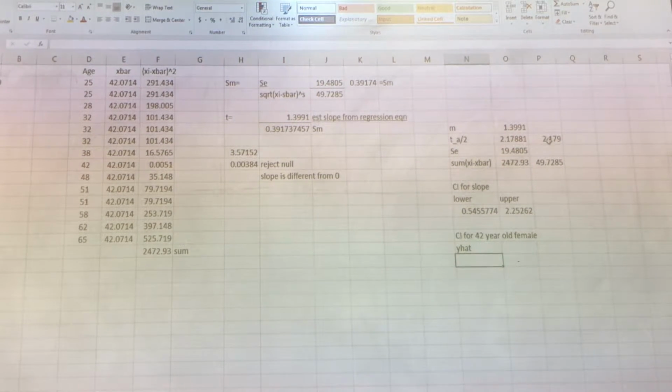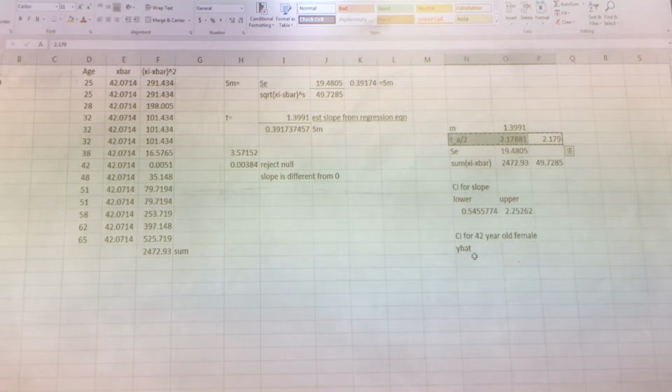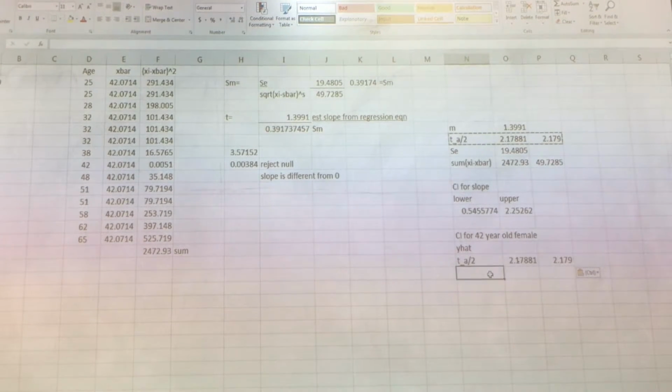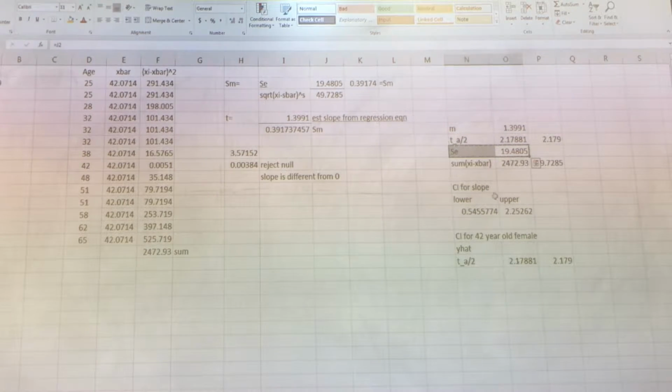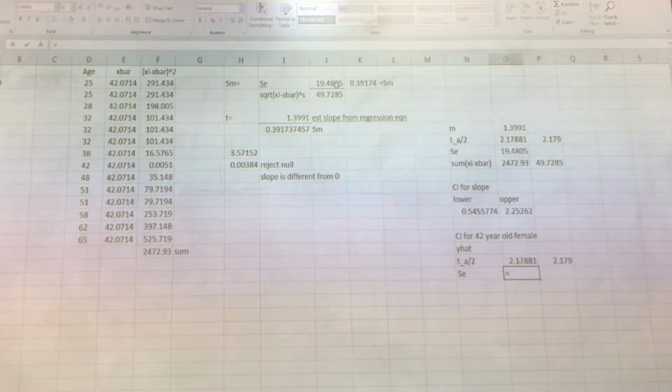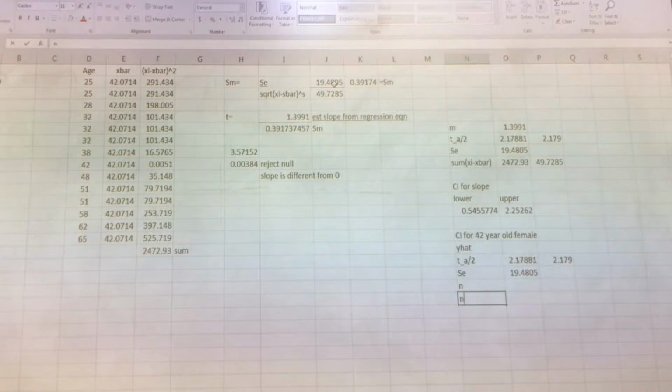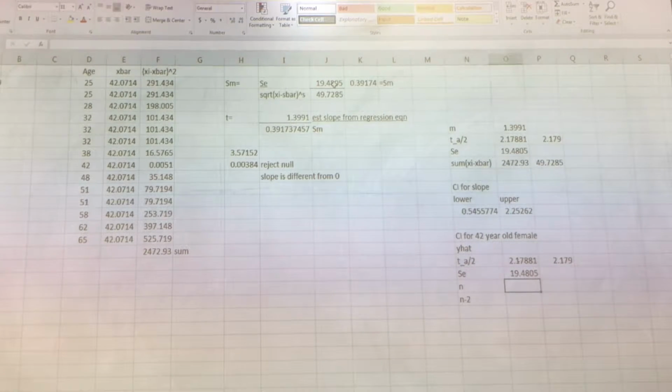Okay, I'll do that and paste it. We'll use the same thing we did there. We need to figure out our S sub e, which we already figured out. S sub e is that number there. Then we need to figure out our n. We also need to figure our n minus 2. N was 14, I think. N minus 2 is 12.